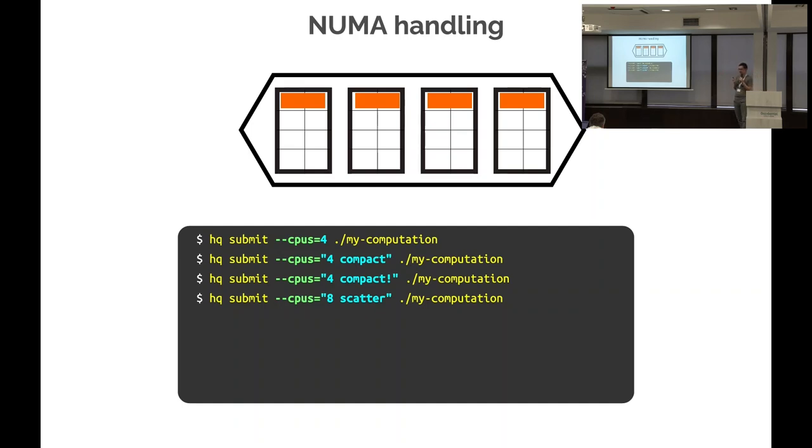In addition to NUMA, we also heard about pinning. So HyperQueue can also automatically pin the specific cores that were assigned to this task. It can automatically pin the binary that you are executing so that it will only be using those specific cores.